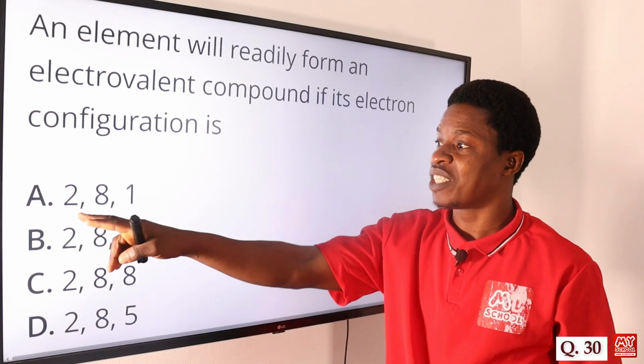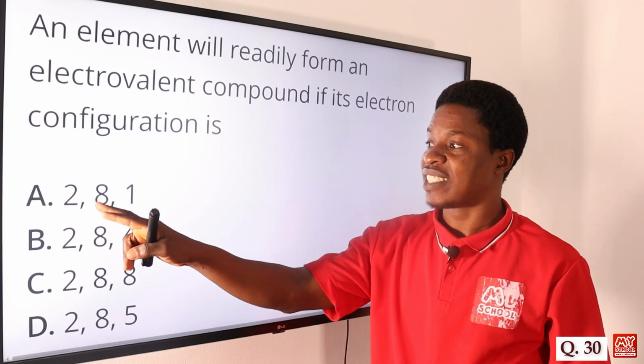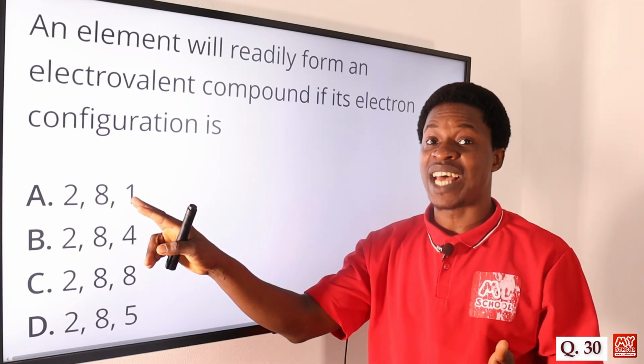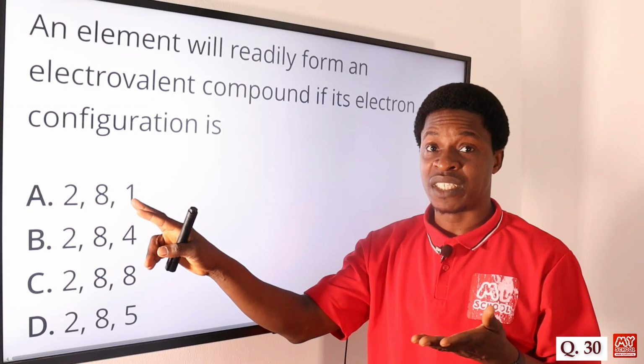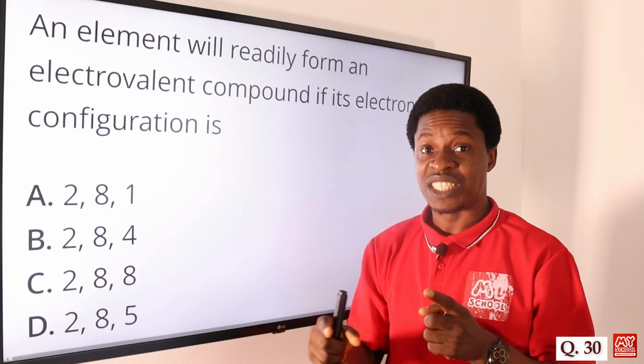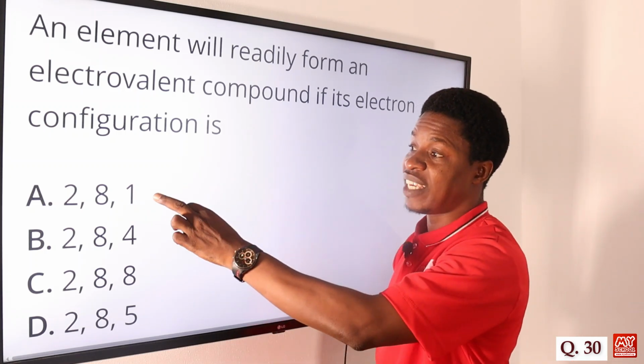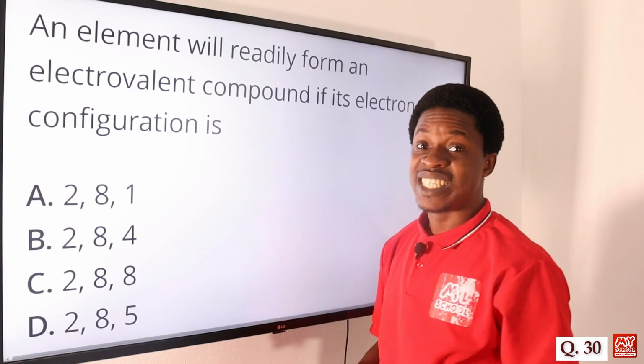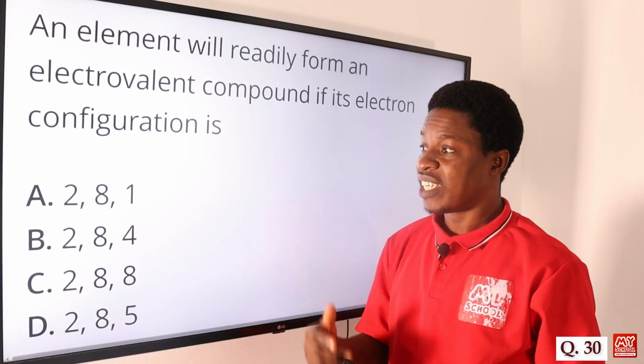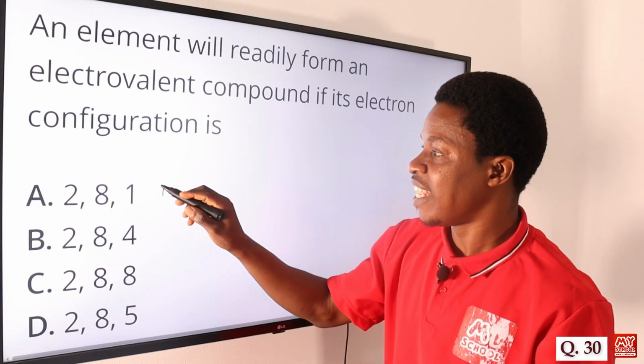It says 2, 8, 1. That is 2 plus 8, that's 10, plus 1, that's 11. So which element has an atomic number of 11? It is sodium. Sodium, of course, if you agree with me, is a strong metal, a very reactive metal. So it is Na 11.